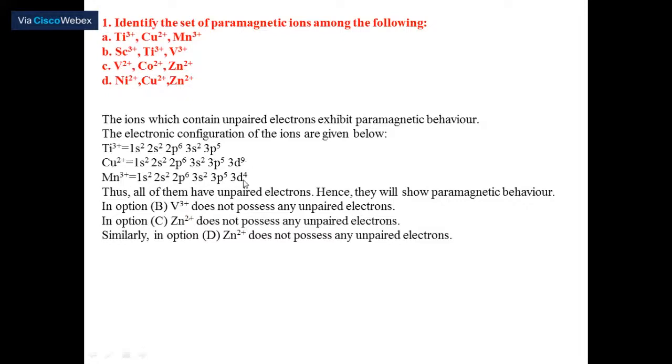Manganese also, you can see here at the end. So 3d4 is there. There are 4 unpaired electrons present. Thus, all of them have unpaired electrons.